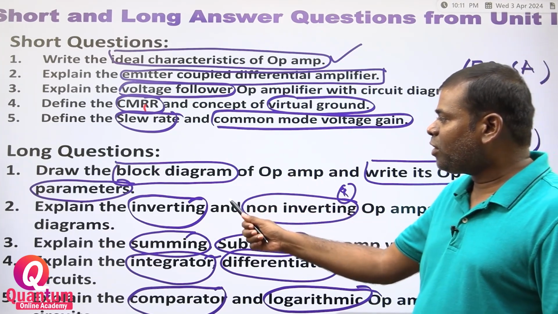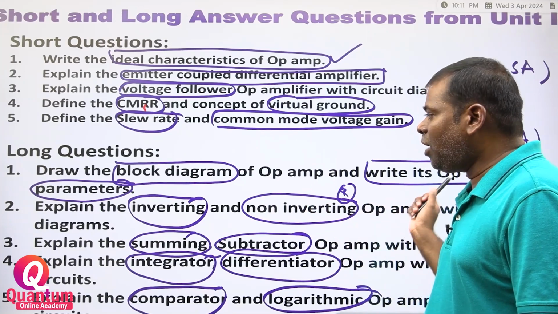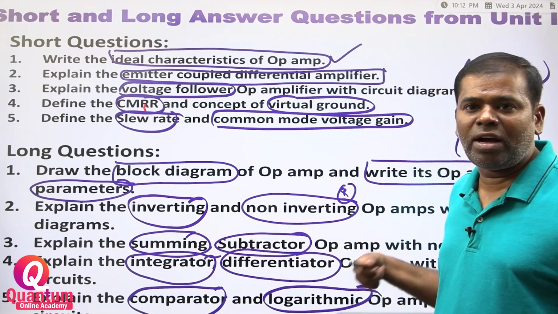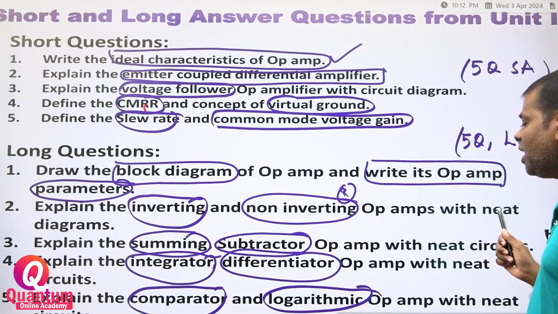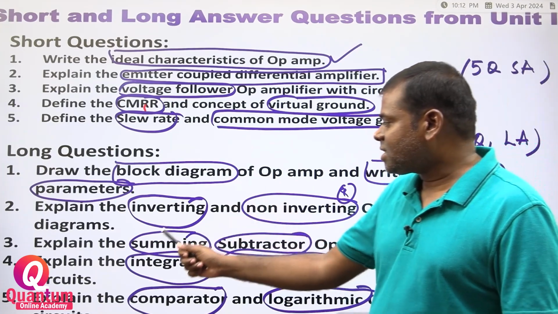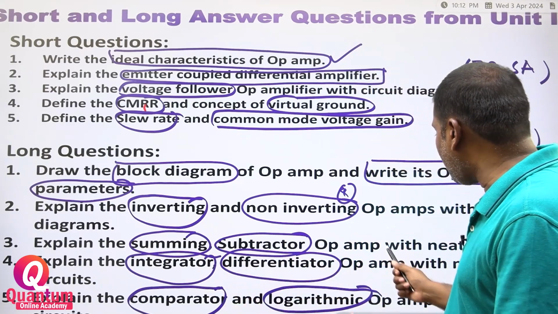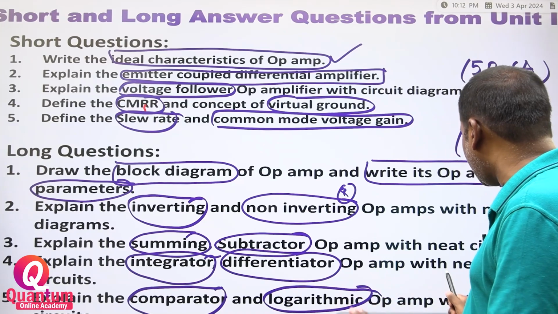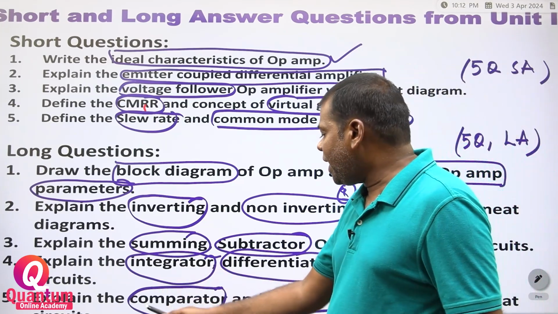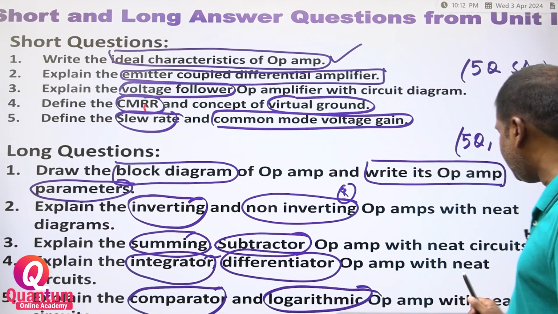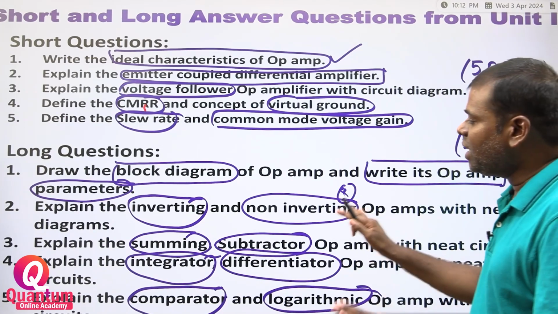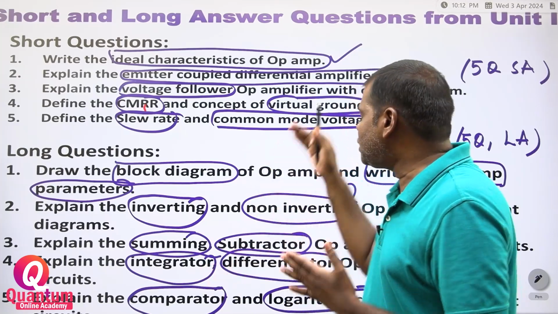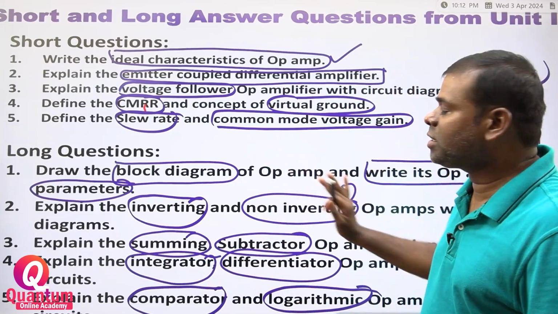Once again, block diagram of the op-amp and write its parameters. The second one is explain the inverting and non-inverting op-amps with neat diagrams. Third, summing and subtractor op-amps with neat circuit. Explain the integrator and differentiator op-amps with neat circuit. Explain the comparator and logarithmic op-amp with neat circuit. These are the 5 questions you have to prepare. So you will get 20 out of 20 from this unit.